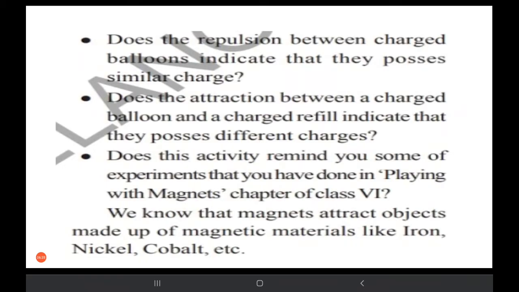Yes, so does this activity remind you of some of the experiments that you have done in playing with magnets? Yes, we know that magnets attract objects made up of magnetic material like iron, nickel, cobalt, etc. Right? So here a magnet attracts only magnetic materials. We also know that unlike poles of magnets attract each other and like poles repel each other. Right? In a magnet, like poles will repel each other and unlike poles will attract each other.